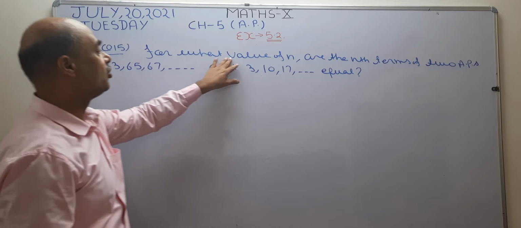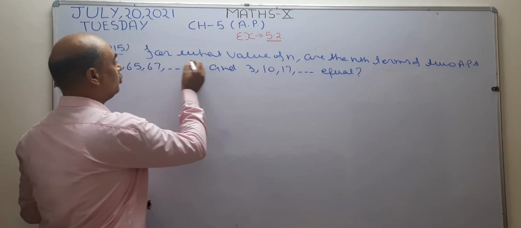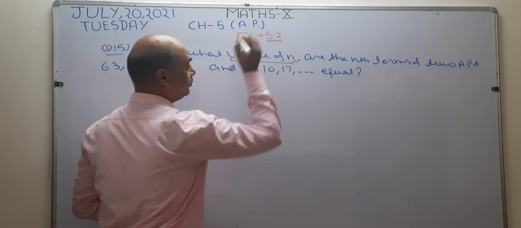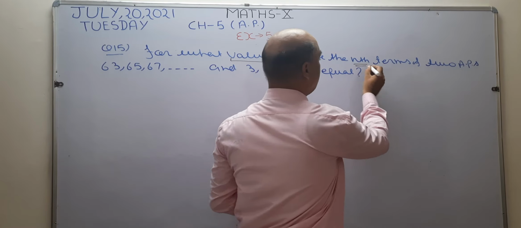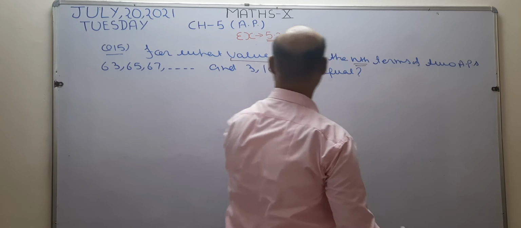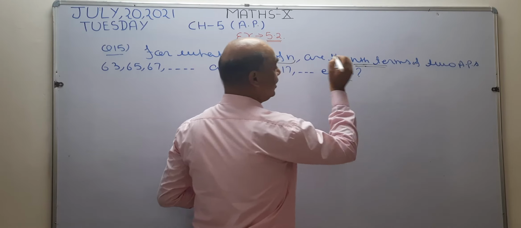For what value of n? It means in this question I have to check the value of n. What is the value of n? This is the nth term of two APs. Now in this question, two APs are there. What is given? For what value of n are the nth terms of both the APs equal? It is given that the nth terms of both the APs are equal.